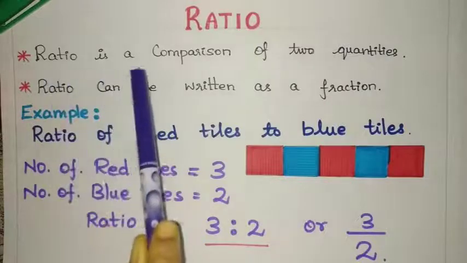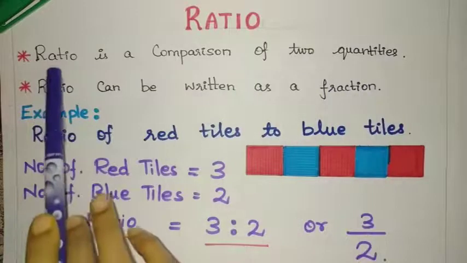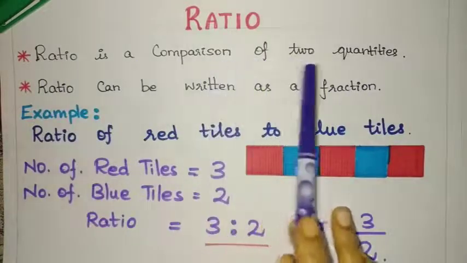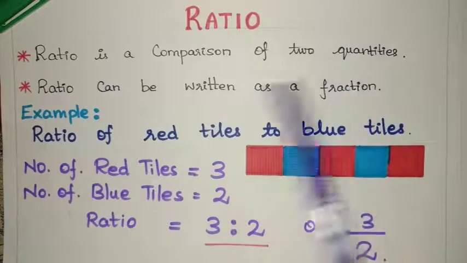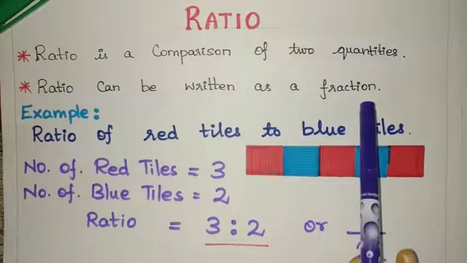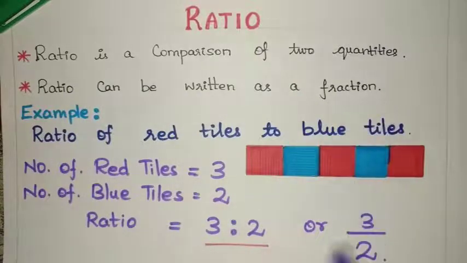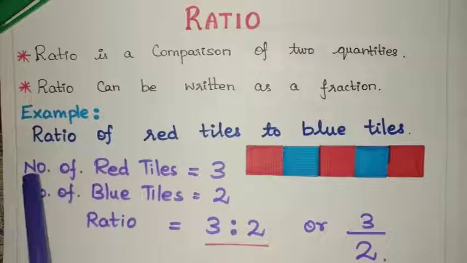Ratio is a comparison of two quantities, and ratio can be written as a fraction. So let us see one example.